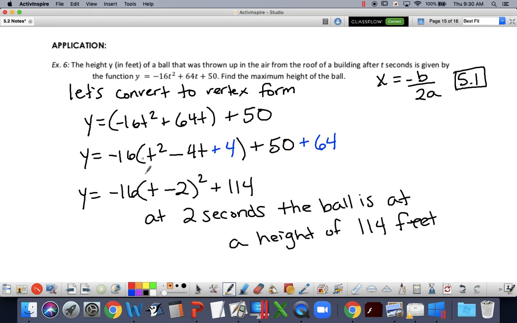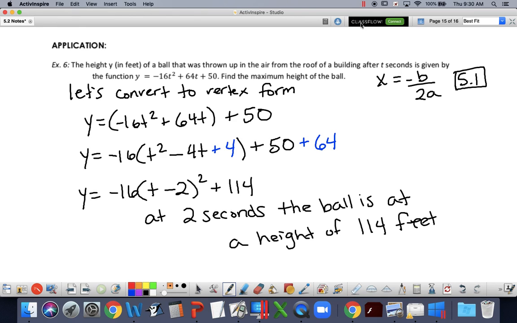And we did that by converting to vertex form instead of using the standard form approach of finding negative b divided by 2a and then plugging that value in. Many approaches to solving these, and that ultimately is what we're looking for in this unit. So hopefully you feel prepared to go ahead and finish those 5.2 worksheets. Please let me know if you have any questions.